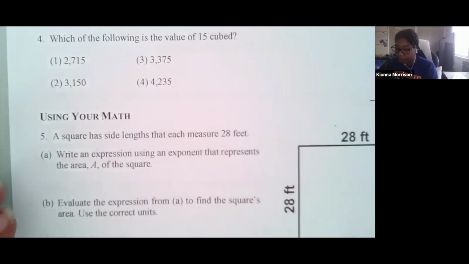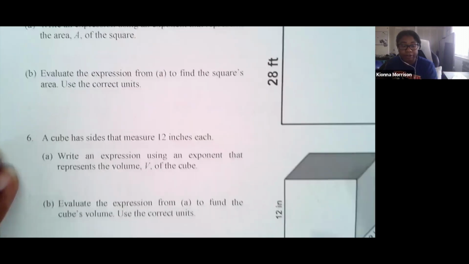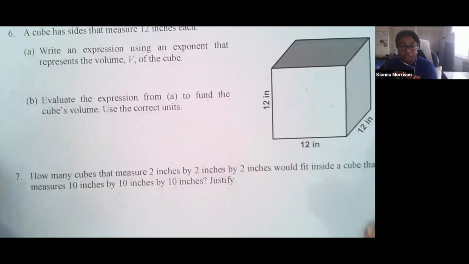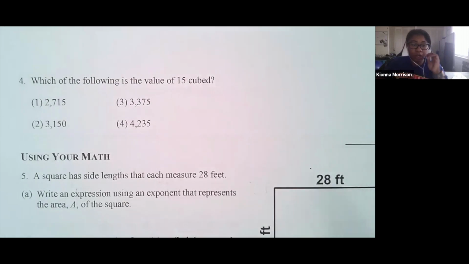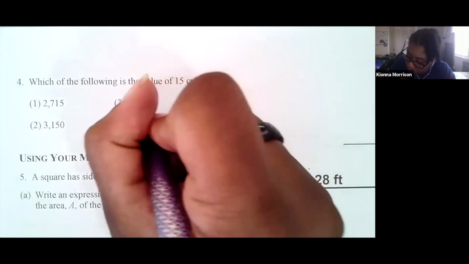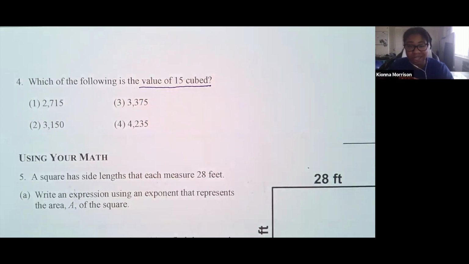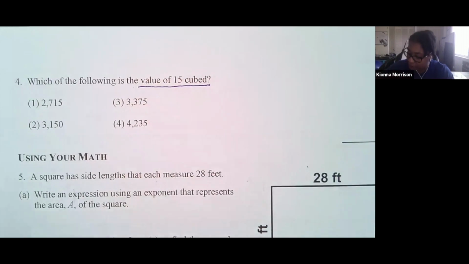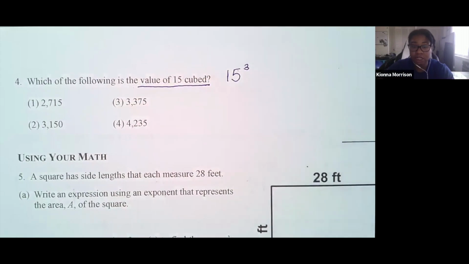As we flip over to our back page, we have question 4, 5, 6, and 7. So question 4, which of the following has the value of 15 cubed? 15 cubed. Well, when I think of cubed, I think of a cube. And it makes me think of volume, where I do length times width times height. So I know I'd be multiplying 15, and it'd be repeating 3 times, 15 to the third power.